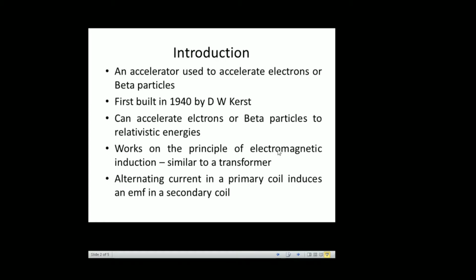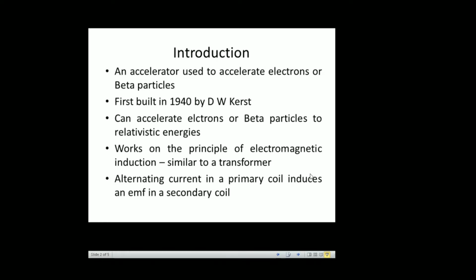So the basic principle of operation of a Betatron is the principle of electromagnetic induction, which is similar to a transformer. All of us know a transformer consists of two coils, a primary coil and a secondary coil. An alternating current flowing in the primary coil generates an alternating magnetic field. So the flux linked with the secondary coil changes because of the changing magnetic field, and hence an EMF is induced in the secondary coil.